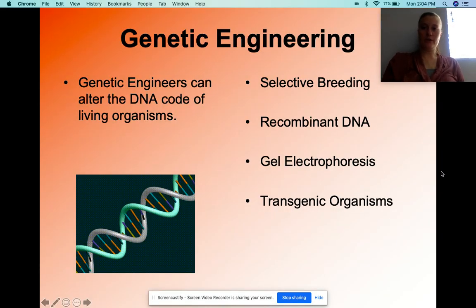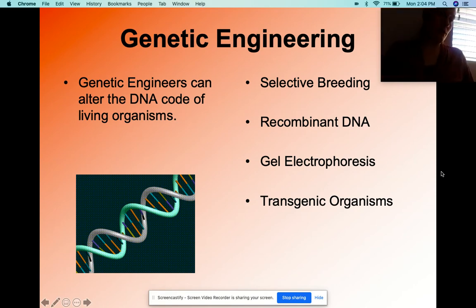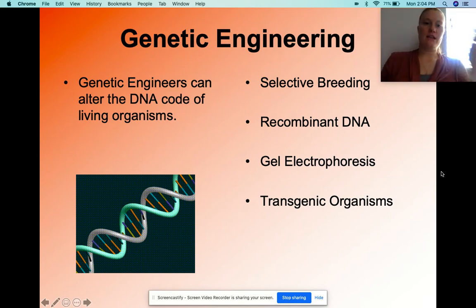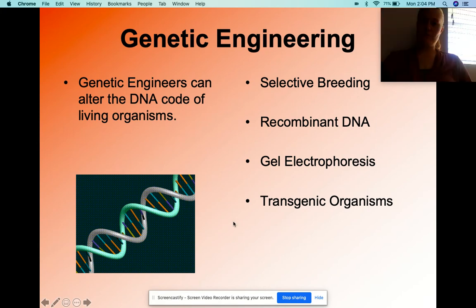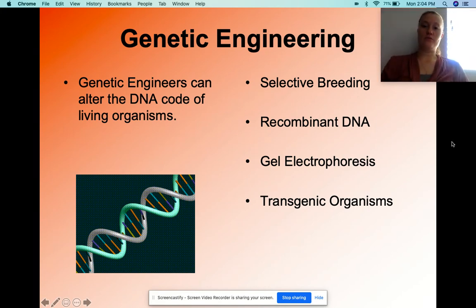All right, so today we're going to be learning a little bit more about genetic engineering. I know a lot of people have heard about this in the past and most recently. So genetic engineers can alter the DNA code of a living organism. So this would include selective breeding.